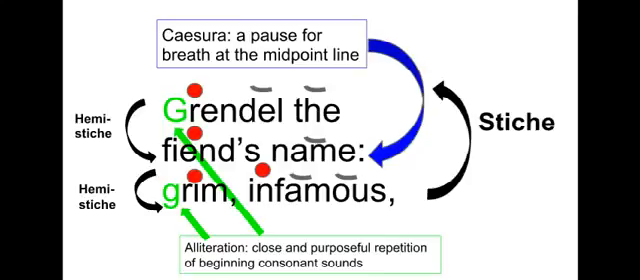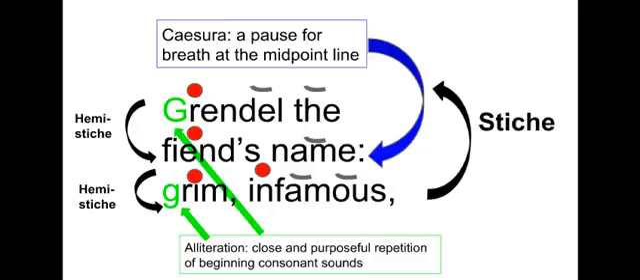Also, you can see that it's broken into 2 pieces, like I said, the half lines. And that breaking point comes right after name. That's called a caesura, and that's a pause for breath at the midpoint of the line. Now, remember that everyone is doing this out loud for performance, so they're going to need to be able to take a breath.